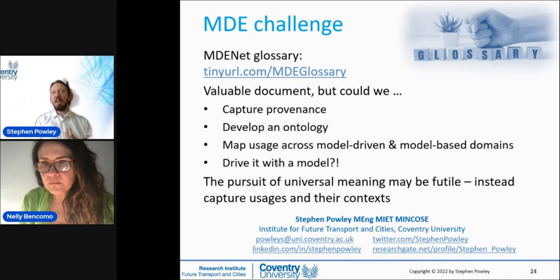I've demonstrated some techniques by which you might choose to do that. And I would leave with the thought that the pursuit of universal meaning may be futile. And instead, you are better off trying to capture usages and their contexts.